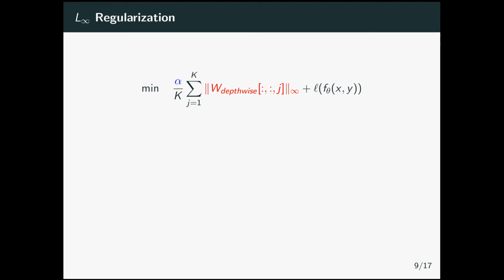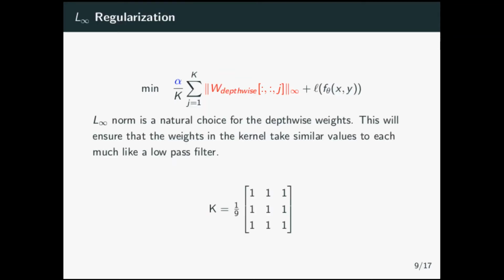So the idea is really simple. We just separate the depthwise convolution weights by channel granularity and then apply an L infinity constraint on these weights. The L infinity norm is a natural choice for these depthwise weights because it ensures that the weights in the kernels will take similar values to each other, very similar to a low-pass filter, as shown below.